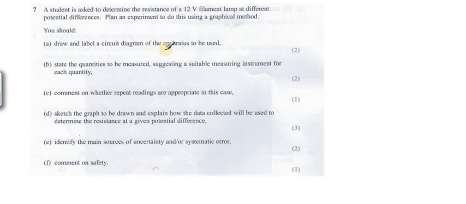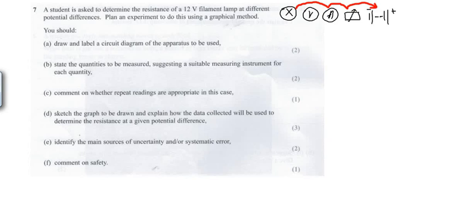Okay, so the labeled circuit diagram would be, we need to use a bulb, voltmeter, ampere meter, and variable power supply, or we can use variable resistors, and a battery. So the idea of the circuit diagram is, we put bulb, ampere meter, resistor, and battery in series.